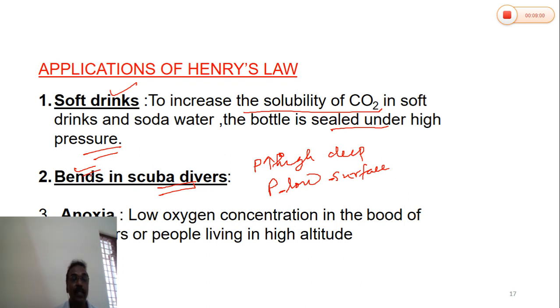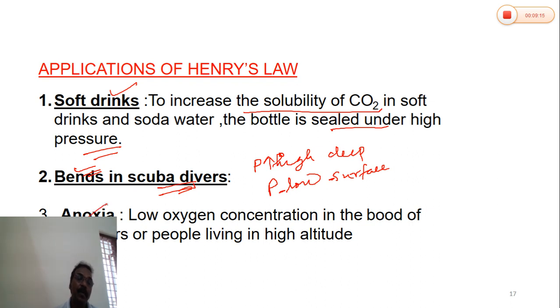That is, the bends is a medical condition seen in scuba divers due to the coming out of gases, especially nitrogen gas, due to low solubility, which gives pain. That is called the bends.